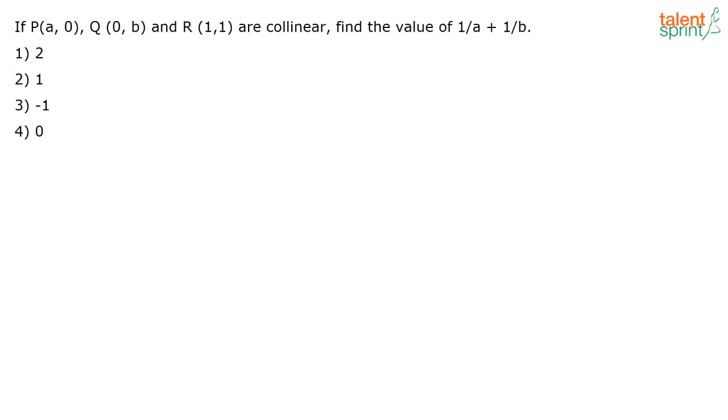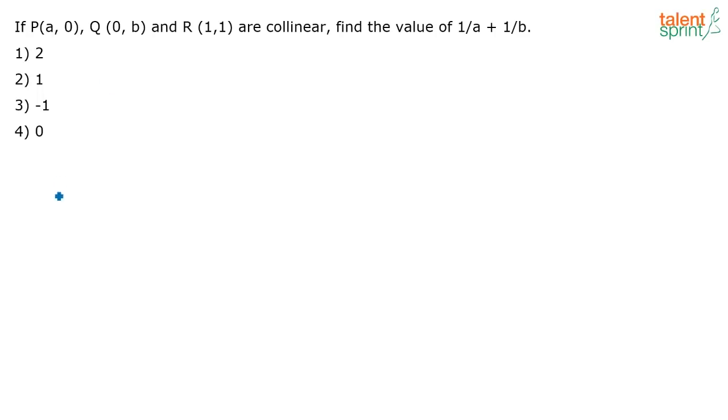Next one. This is from coordinate geometry. They have given you 3 points, P, Q and R, and they are collinear, and you have to find out the value of 1 by a plus 1 by b. So how will you solve this? Collinear means the 3 points are in the same line. If you have solved questions on coordinate geometry, you will know that whenever this comes, the area of the triangle will be very useful.